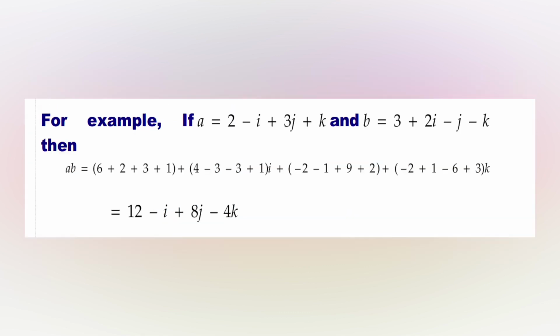For example, if a is equal to 2 - i + 3j + k and b is equal to 3 + 2i - j - k, then ab is equal to 6 + 2 + 3 + 1. Now we write the terms of i: 4 - 3 + 1, and minus 2 - 1 + 9, plus 2 into j, plus minus 2 + 1 - 6 + 3 into k, which is equal to 12 - i + 8j - 4k.